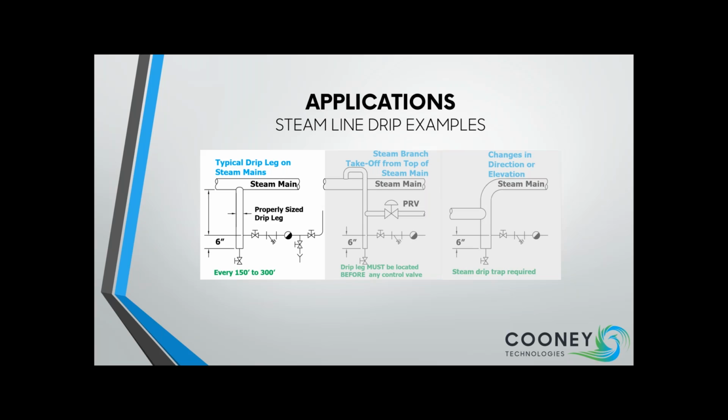And for long piping runs, you try to err on the side of caution and install drip legs every 150 feet or so on the run. This will keep your water hammer to a minimum and it'll help eliminate premature system failures.